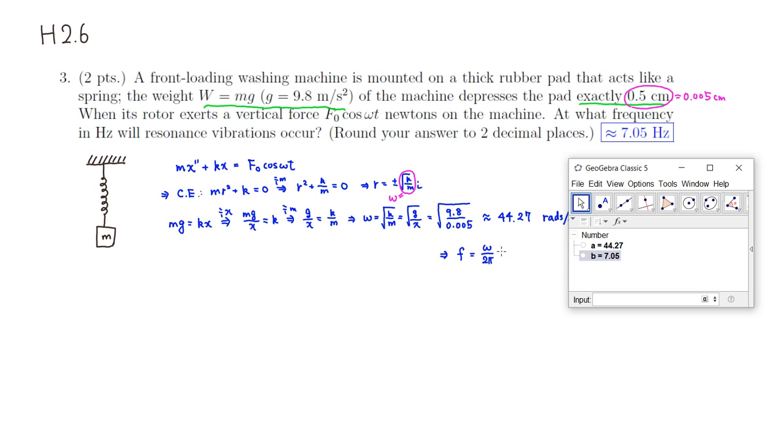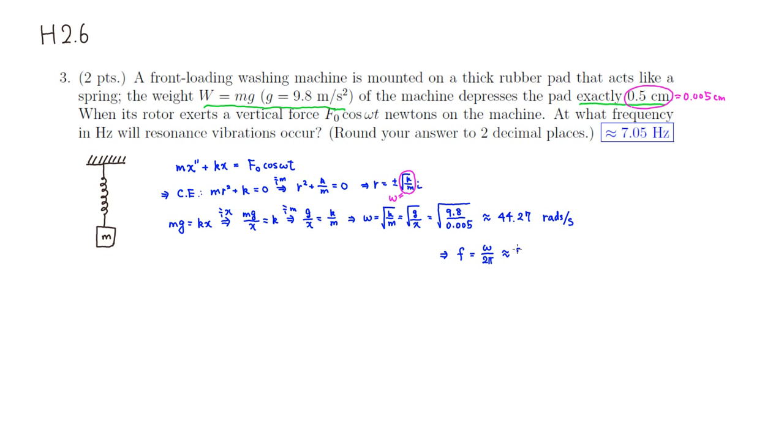So this came out to be 7.05 hertz. So if they're looking for the circular frequency, it would be 44.27 radians per second, and if you're looking for the frequency in hertz, it's 7.05 hertz. All right, that's it. I hope that this was clear.